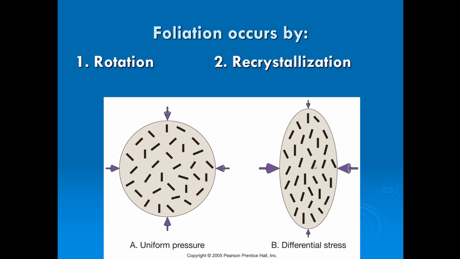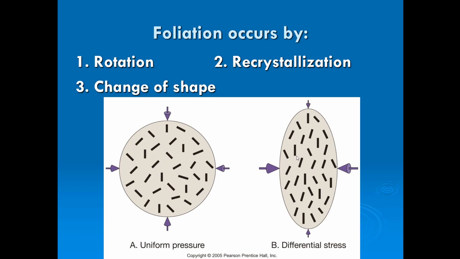If minerals are unstable, though, they will recrystallize, and they recrystallize into minerals that are stable. They have the same chemistry, but their crystal structure is different, so they'll be a different mineral, and they'll also recrystallize in this preferred orientation that we see in diagram B here.